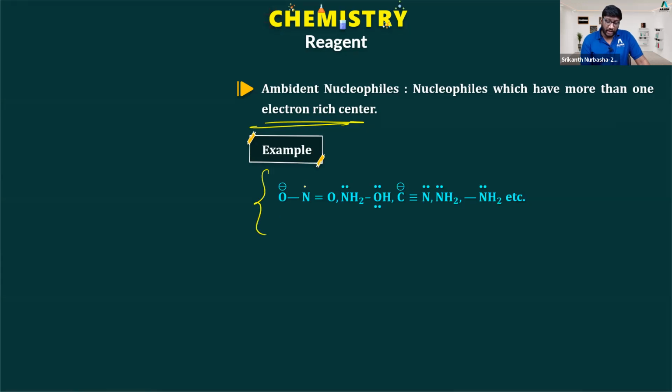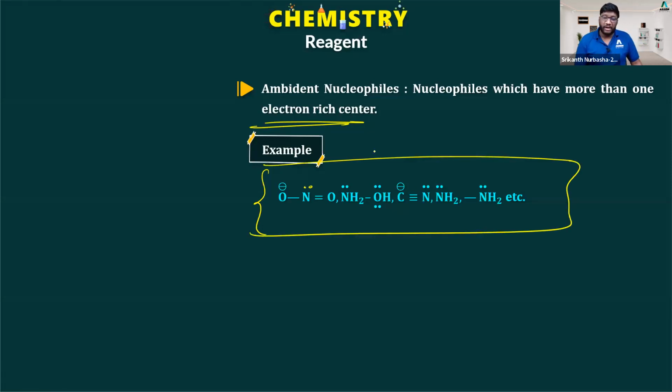In NO2 minus, we can have the lone pair of electrons on nitrogen or the negative charge on oxygen. Both can donate the electron pair. In cyanide, carbon can donate the negative charge, or nitrogen can also donate the lone pair. So all these are examples of ambident nucleophiles where you can have two possible attacks.